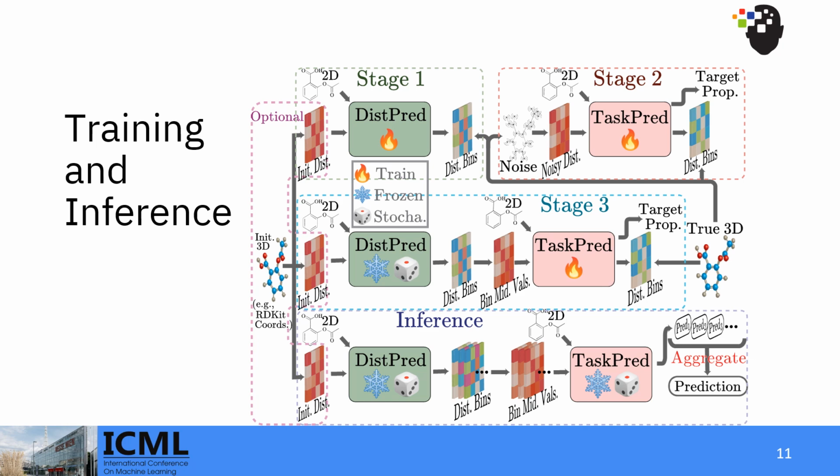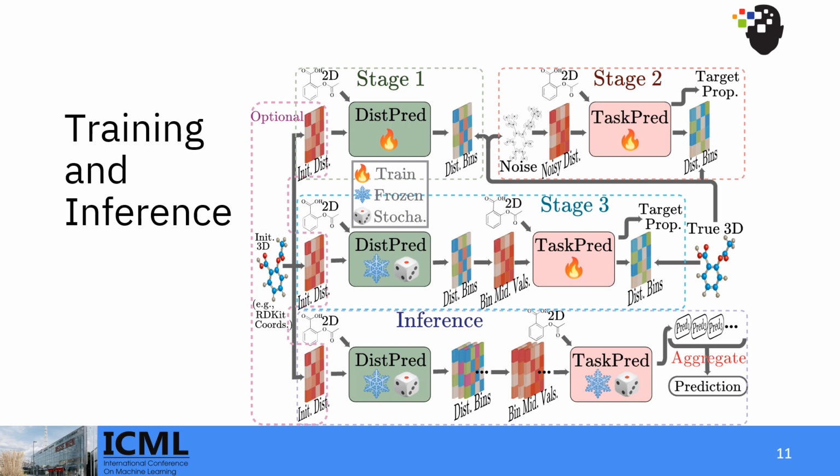Stage 3 is where we fine-tune our task predictor on predicted distances. We use the distance predictor from stage 1 to generate distance predictions, which are then fed into the task predictor along with the 2D graph. The task predictor is fine-tuned to predict the target property, while still maintaining the distance prediction objective for regularization.